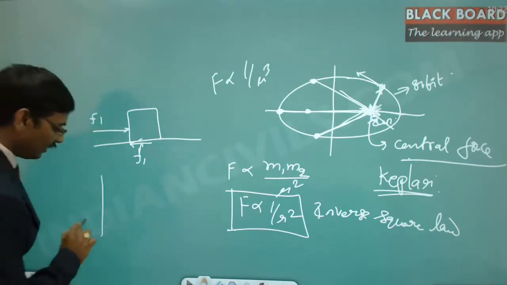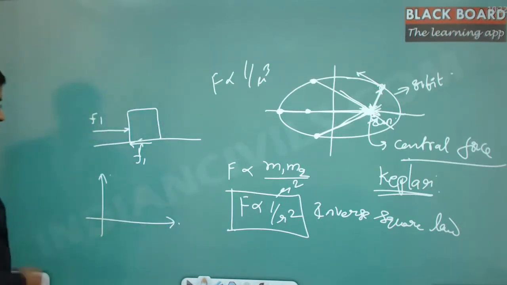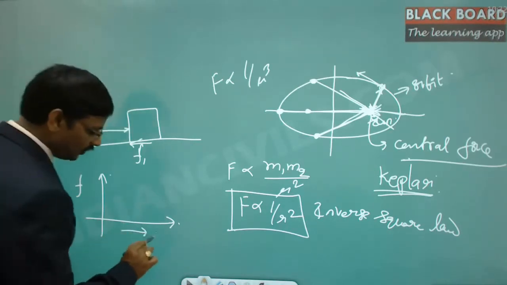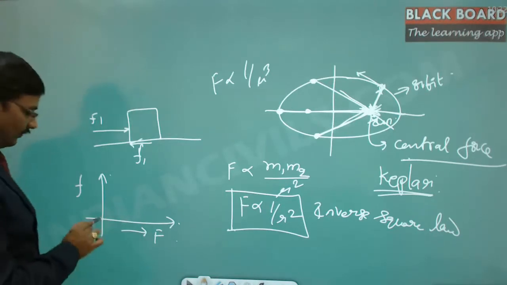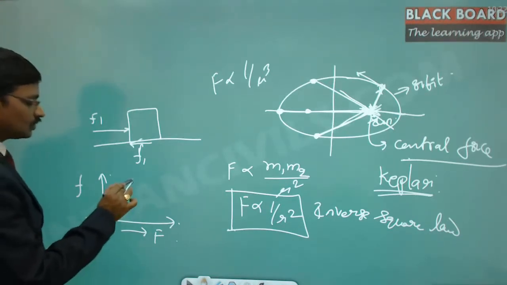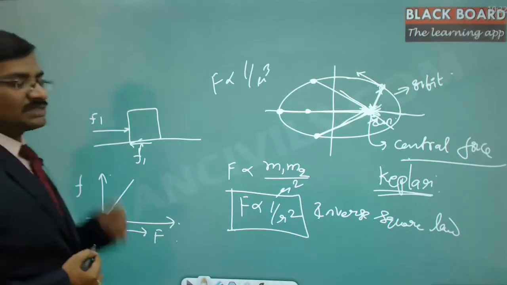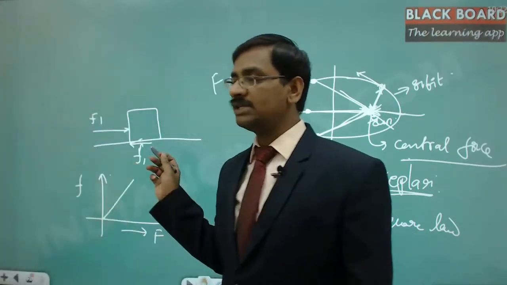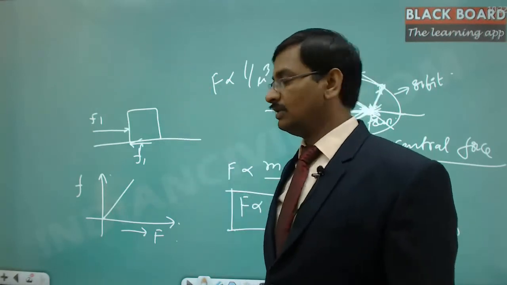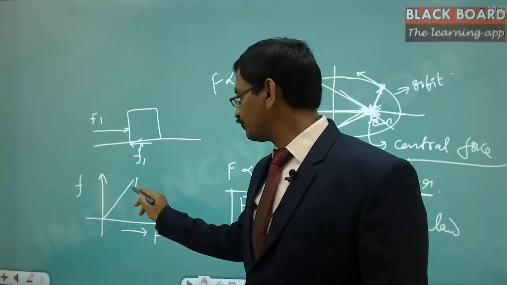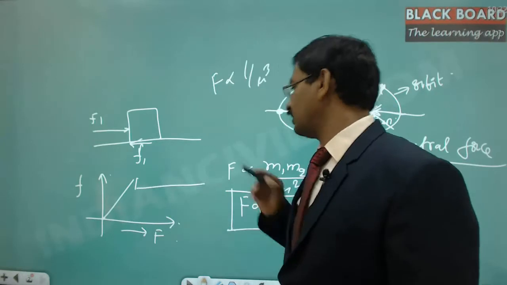Now if you draw a graph, let us say this is the frictional force and this is the force that you apply. If you keep on increasing the force, the friction also keeps on increasing to some extent. At one instance, the frictional force is compensated by the applied force, and there is extra force. Then it is going to drop and then move like this.